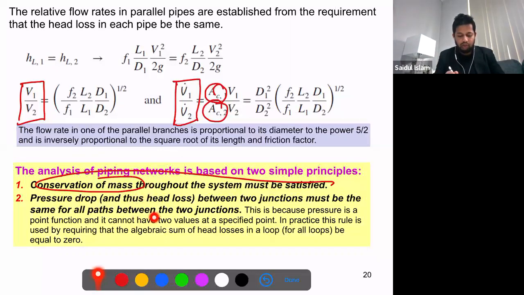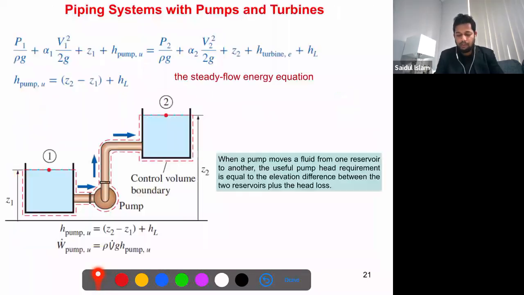I'm not going to explain it now, but I will explain it when I solve the problems. Maybe not now, but we can get these theories when we solve the tutorial problems. So you can just read it. You'll get a lot of discussion from the book on these two points. I believe you all understand this. And the second thing is also the same: the pressure drop will be the same for all paths between two junctions or for the branches.